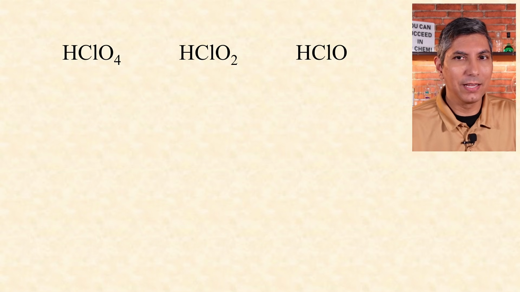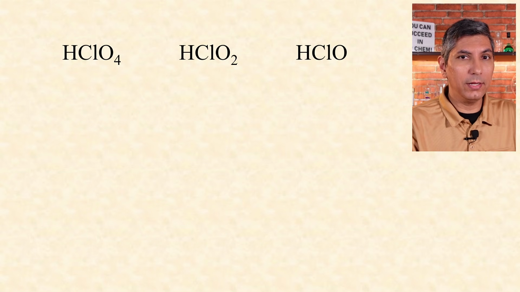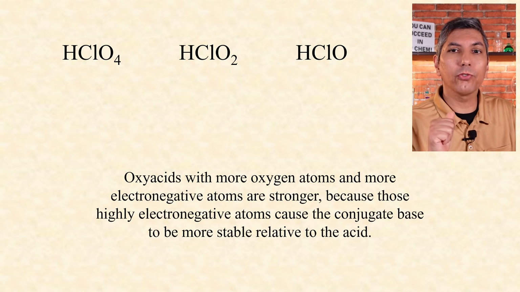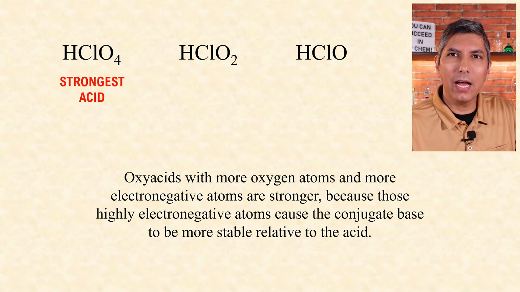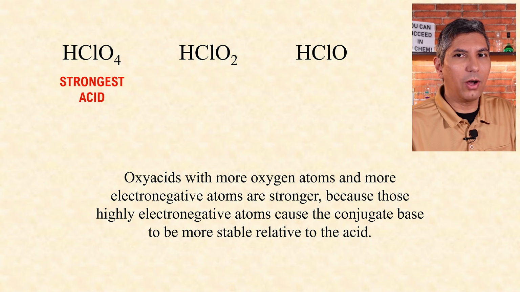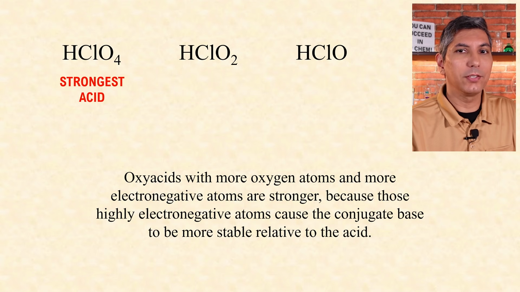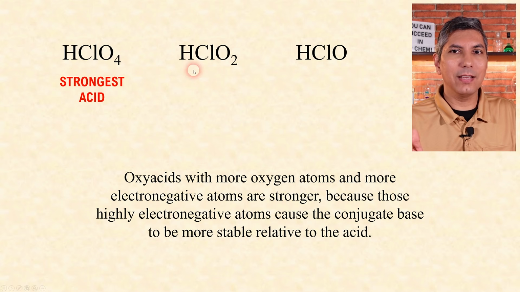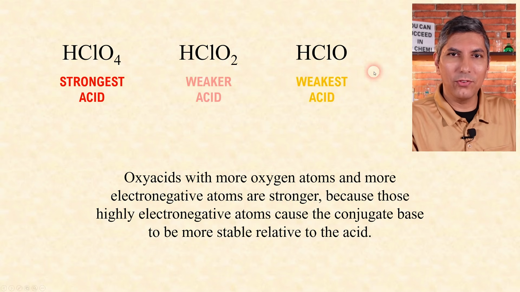If we're ever asked to rank the strength of acids, we can count the number of oxygens in the formula. Here we have 3 acids that contain hydrogen, chlorine, and oxygen. But the one that has the most oxygen atoms is the strongest, because those highly electronegative oxygens cause the conjugate base to be more stable relative to the acid. So HClO4 is the strongest, HClO2 is weaker, and HClO is the weakest of these 3.